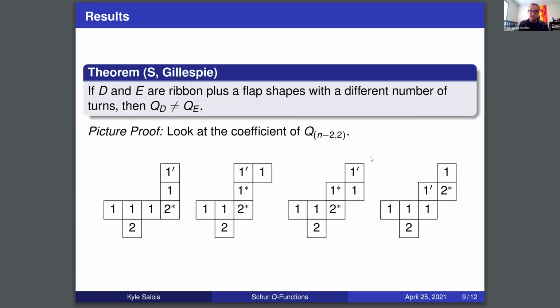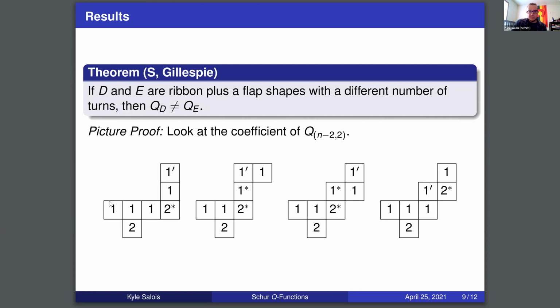Okay, so what have we shown? Well, first of all, if we have ribbon plus flap shapes and they have a different number of turns, so a turn is a place where I'm going to the right and then I turn to go up and then I turn to go right. Those are all turns. Then the corresponding Schur-Q functions are different. And the way we can do this is by looking at a single coefficient in the expansion. So the coefficient where I have 2 2s and the rest 1s in my filling.